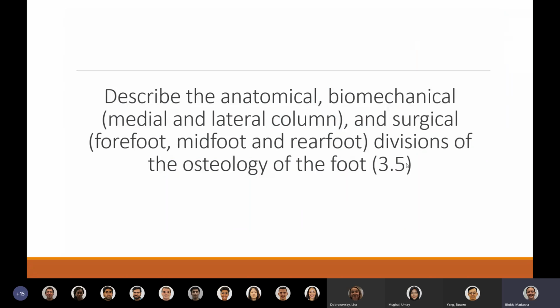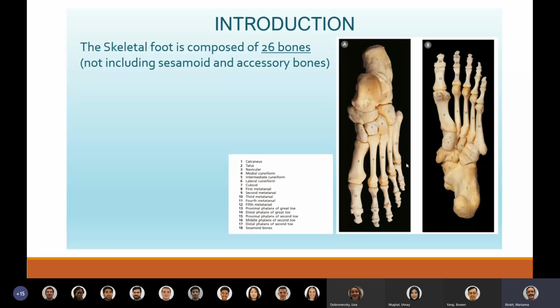Describe the anatomical, biomechanical, meaning medial and lateral column, and surgical, forefoot, midfoot, rear foot divisions of the osteology of the foot. This is all basically terms, the first thing you learned when you started osteology of the foot, right? Oh, by the way, I'm going to skip some slides. Even though they're terms, they are used to classify areas of the foot, and especially when you come out and practice, you're required to do a certain amount of forefoot, midfoot, and rear foot surgery. So these terms come up. These are easy questions to get on the boards and easy points to obtain.